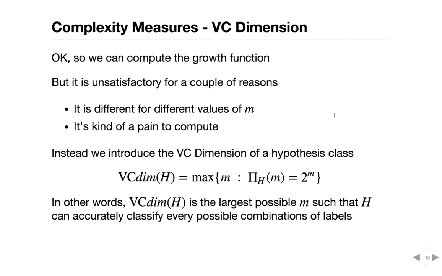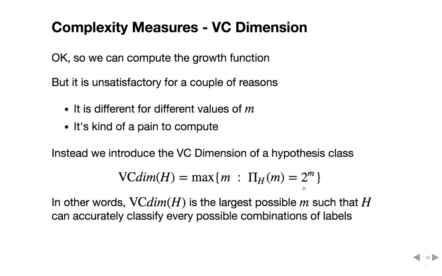So now I'm going to introduce something that is a little bit more satisfying. And that's what's called the VC dimension of a hypothesis class. It's defined in this very mathy way: the VC dimension of H is the max over the m's such that the growth function of m is equal to 2 to the m. Okay, what does that mean? That means that the VC dimension is the largest possible m, so the largest possible number of points, such that the hypothesis class can accurately classify every possible dichotomy on those points.